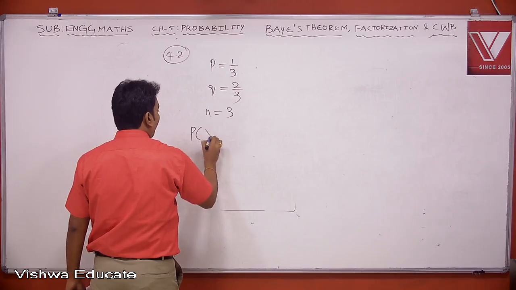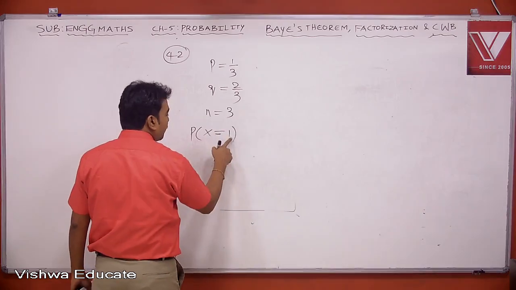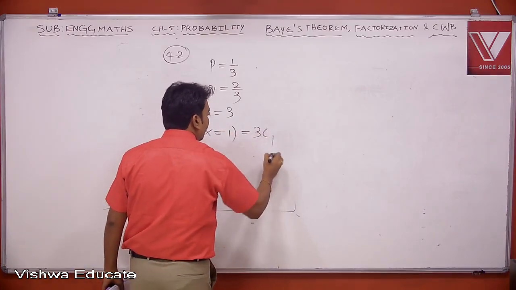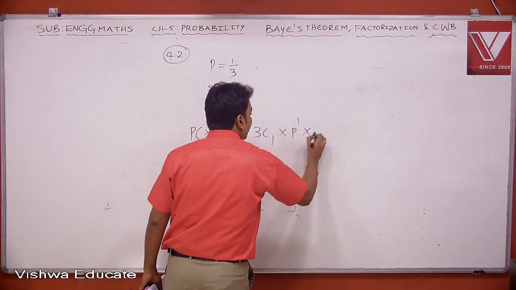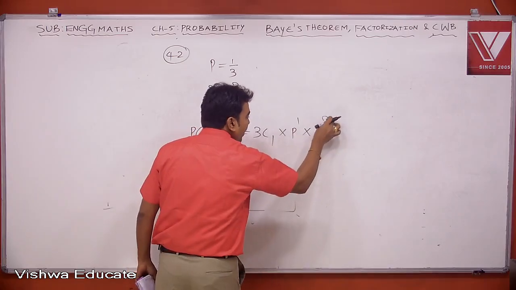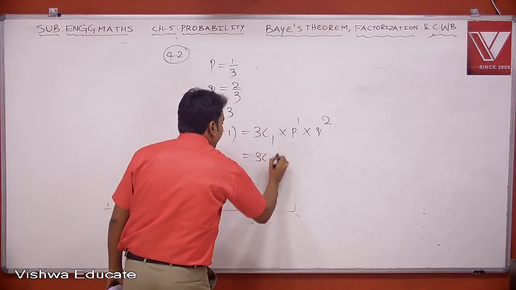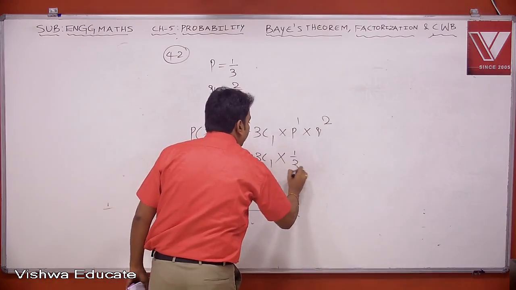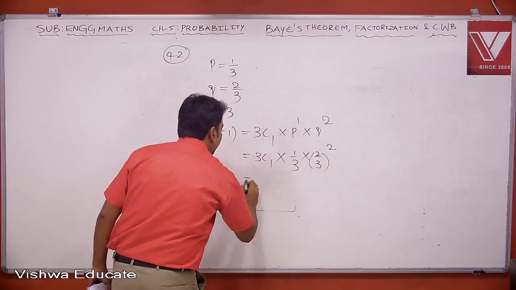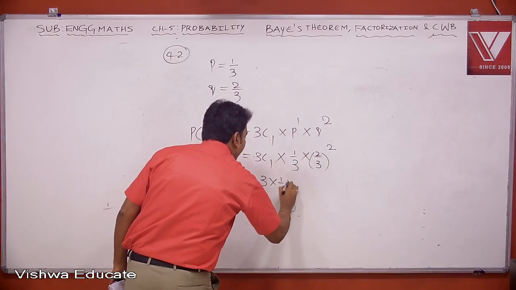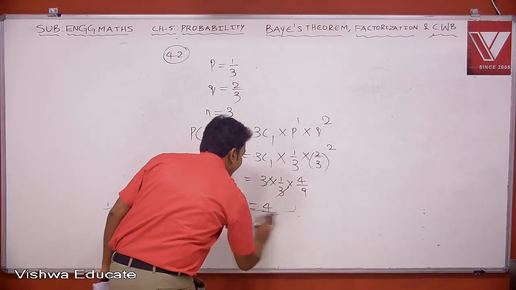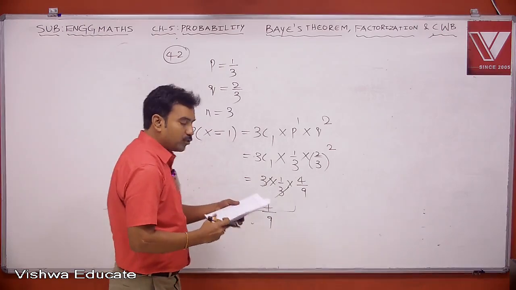So the probability that South Africa wins only 1 game against India, only 1 out of 3 matches, is 3C1 into P power 1 into Q square. South Africa has to win only 1 game and India has to win the remaining 2 matches. So 3C1 into P, which is 1 by 3, and Q is 2 by 3, so 2 by 3 whole square. Here 3C1 is 3, into 1 by 3, into 4 by 9. The 3 will be cancelled, so it is 4 by 9. They asked us for the answer up to 3 decimal places.